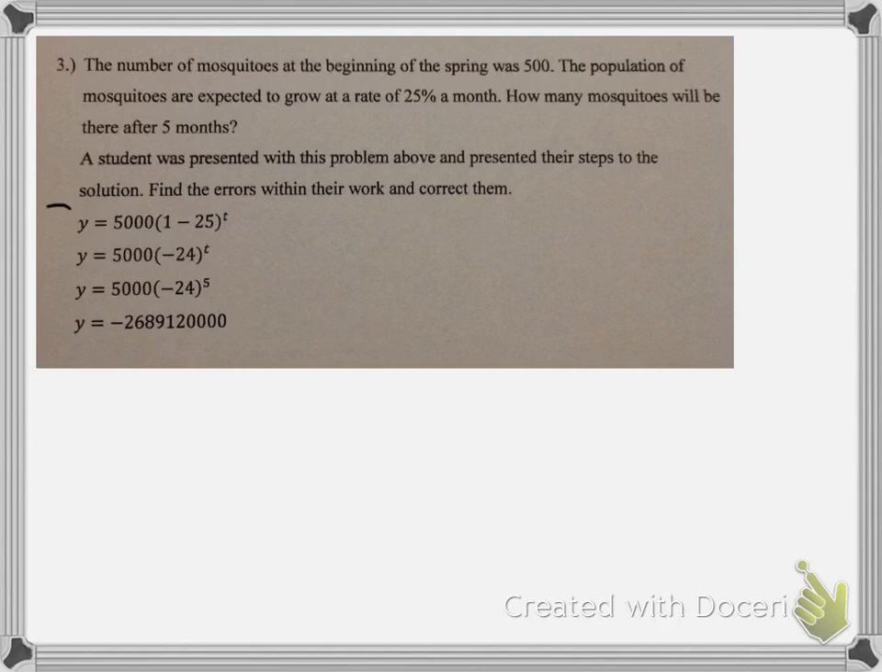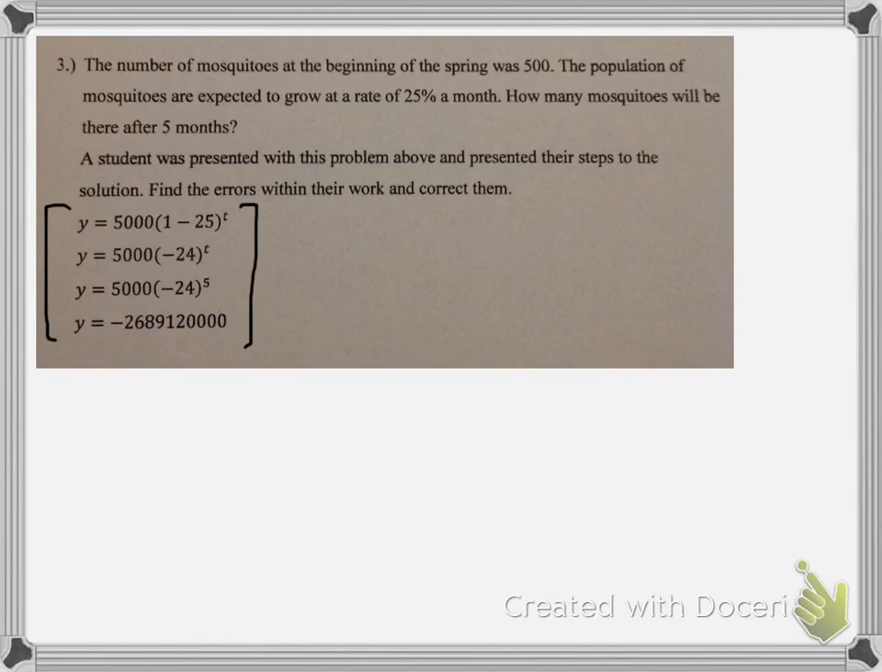So this right here is the student's work. These are the steps they showed to get to their final answer. Okay? Well, how I would approach this problem is I'll go ahead and solve it first and then compare my steps to the student's steps and see where they went wrong.